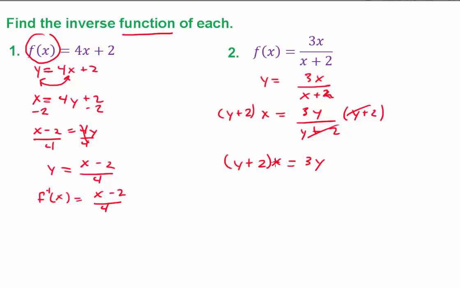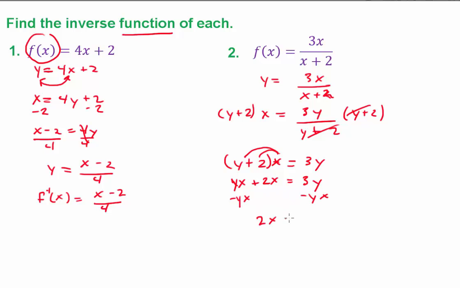So what I recommend doing is distributing the x. That's the first thing I suggest. So let's distribute the x so we can get rid of the grouping symbol. So now we have y times x plus 2x is equal to 3y. Now what I recommend doing is getting all the y's on the same side of the equation. Alright, so I'm going to go ahead and subtract y times x.